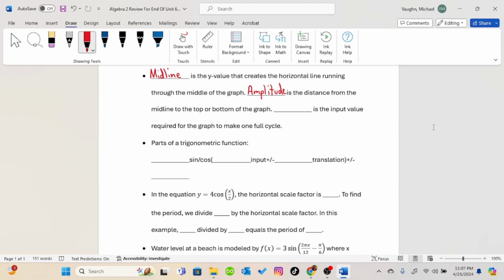The next statement says blank is the input value required for the graph to make one full cycle. This is what we refer to as the period. So be sure you understand the difference between these three important features of trigonometric graphs.